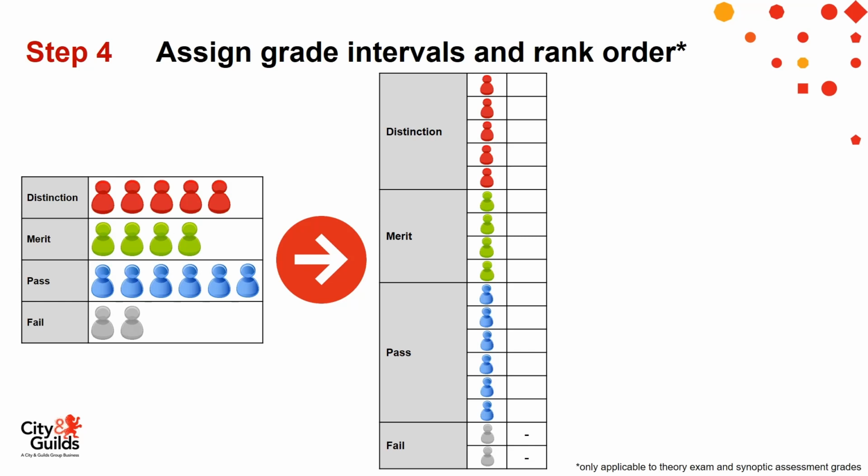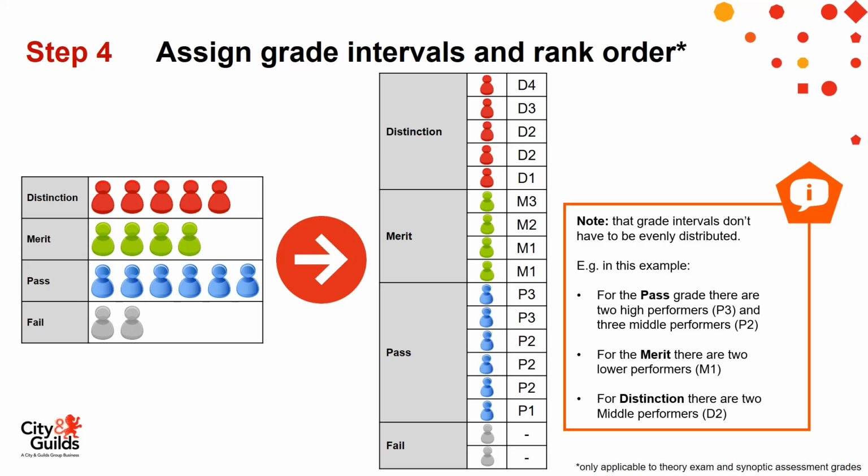I'm going to suggest that of these 6 candidates, we have 1 lower performing candidate, 3 middle performing candidates, and 2 higher performing candidates within this grade. For the 1 lower performing candidate, I therefore assign the P1 grade interval. For the 3 middle performing candidates, I assign the P2 grade interval. And for the 2 higher performing candidates, I'm going to assign the P3 grade interval. We can then complete the same process for the merit and distinction estimated grades. Remember, however, there are 4 grade intervals for the distinction grade and 3 for merit and pass.